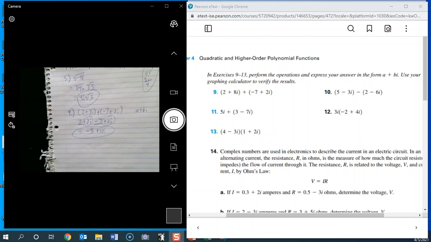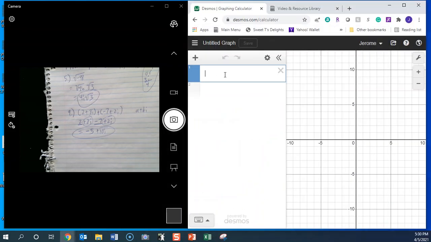Now they did ask us to verify our results in the calculator. So we will go right here and we could type this in as is. So we'll do our parenthesis, 2 plus 8i, close the parenthesis, plus, and then another parenthesis, negative 7 plus 2i.